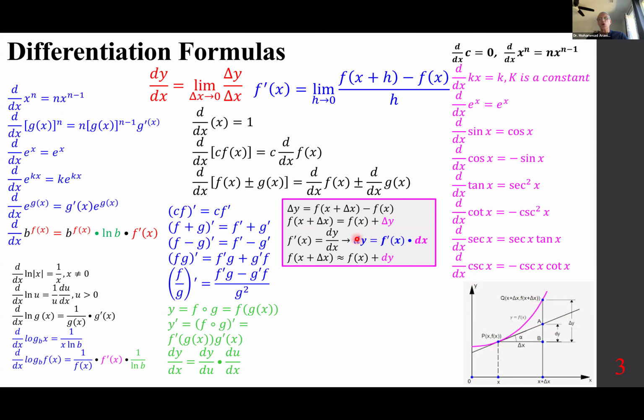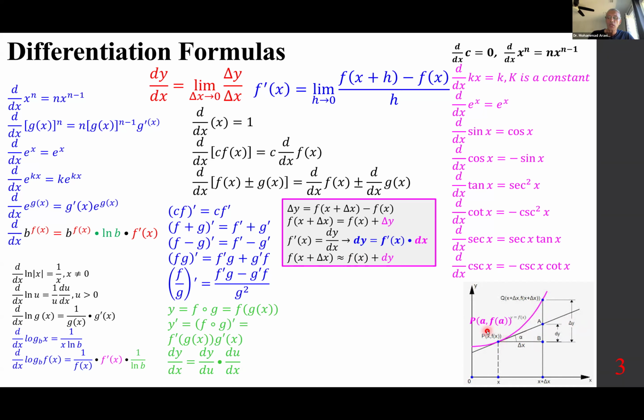And dy is f prime of x times dx, where delta x and dx are this distance. Dy can approximate delta y from time to time. So therefore, f of x plus delta x can be f of x plus dy as an approximation.